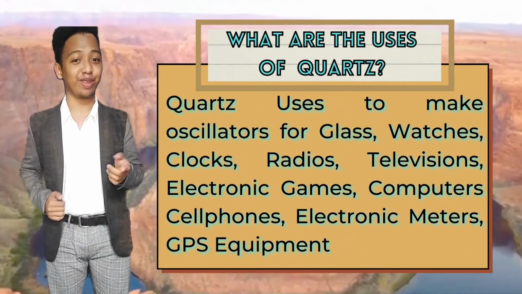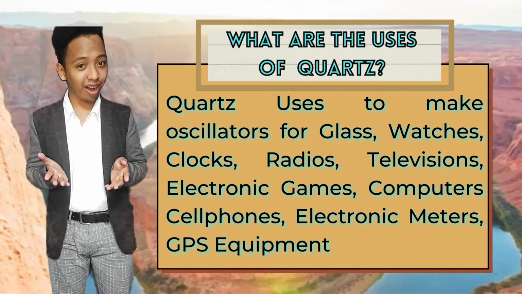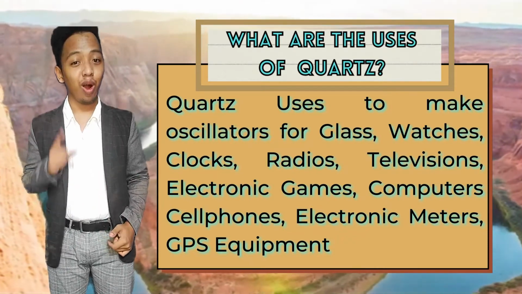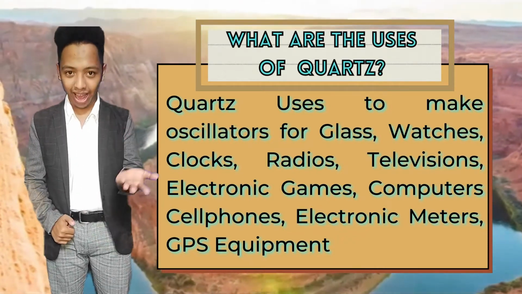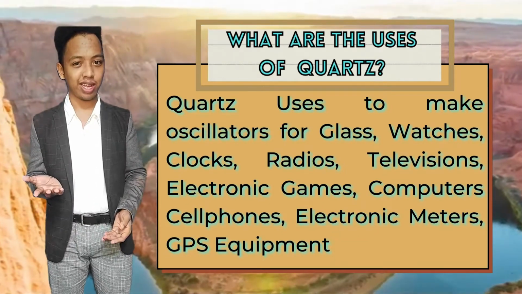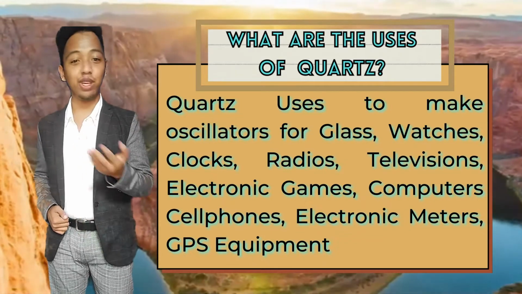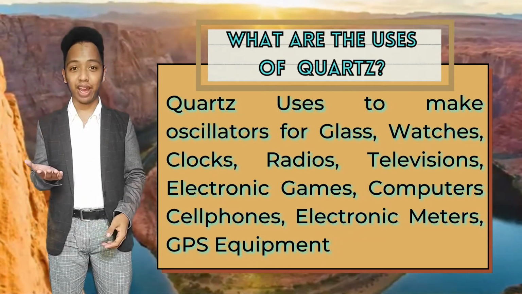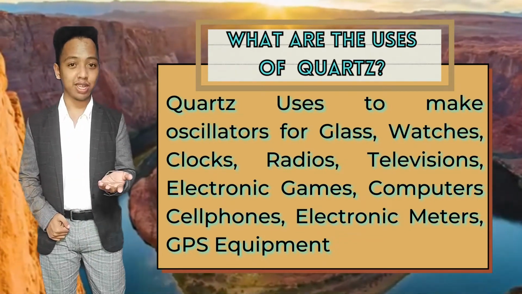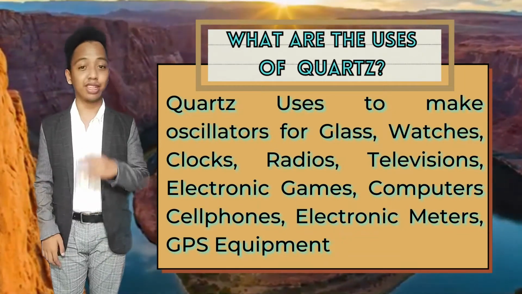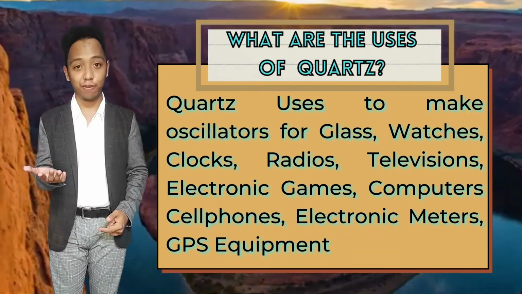What are the uses of quartz? Quartz is used to make oscillators for glass, watches, clocks, radios, televisions, electronic games, computers, cell phones, electronic meters, and GPS equipment.